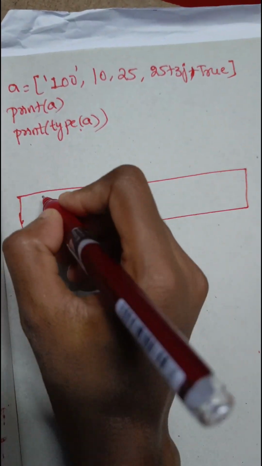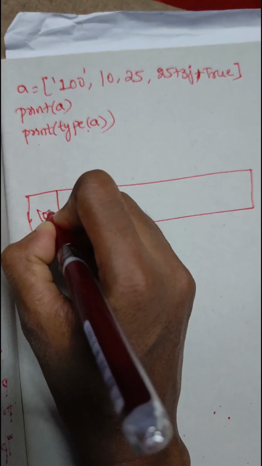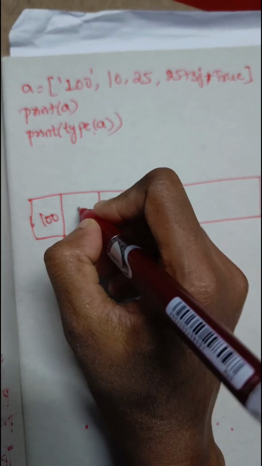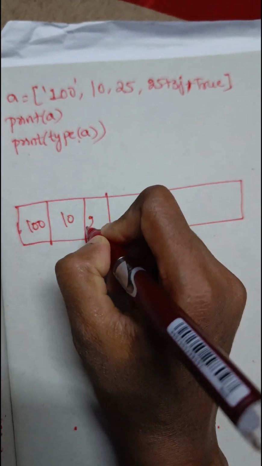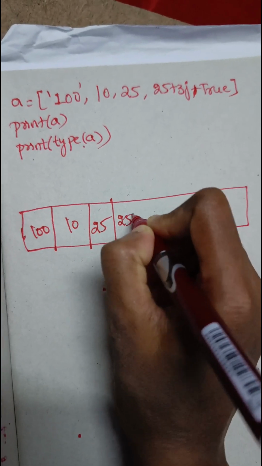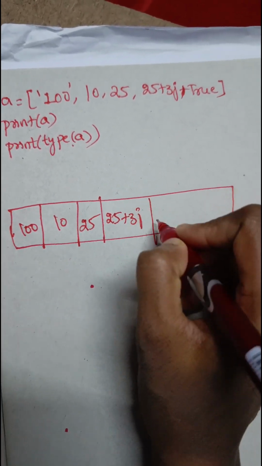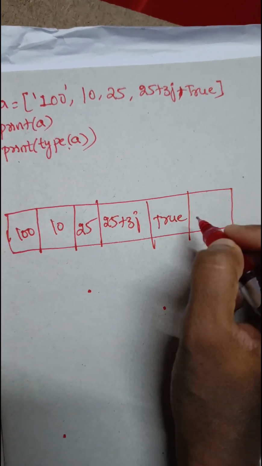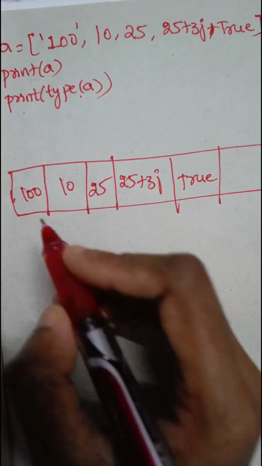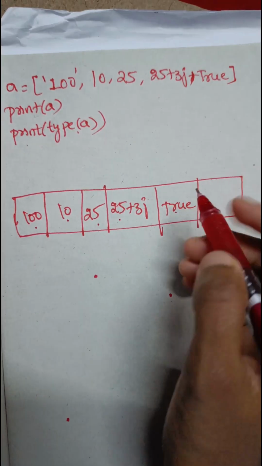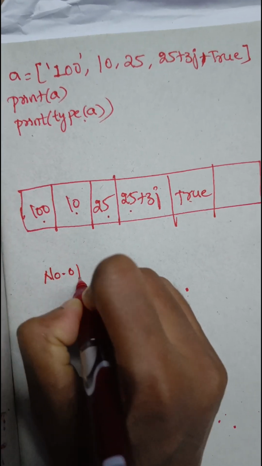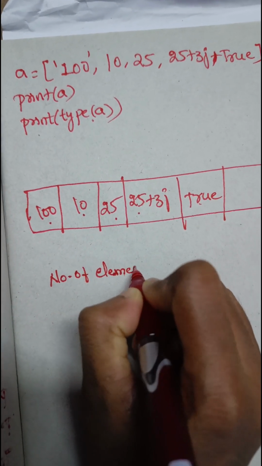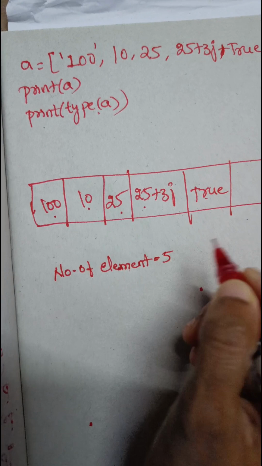A list of elements is called an array, okay? So now the first element is 100. I am taking these same elements in a box: 10, 25, 25 plus 3j, true, till here, right? So the number of elements, how many are there? 1, 2, 3, 4, 5. So the number of elements is equal to 5, right?